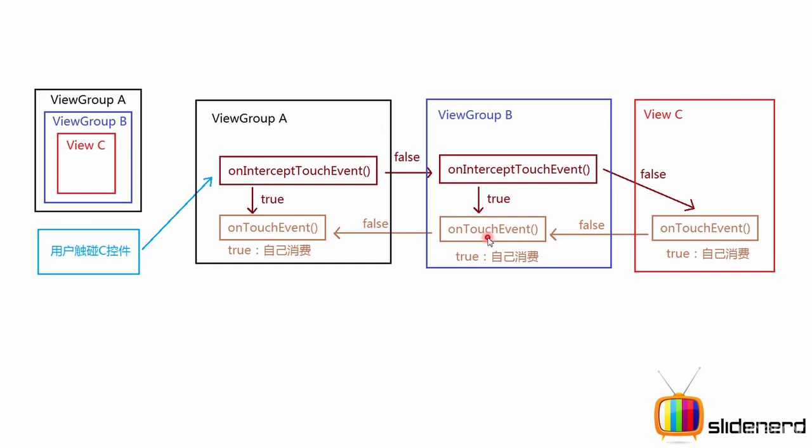Again, if you return true here, it's processed, it's finished at this stage. But if you return false here, it's going to jump to the parent, that is the onTouchEvent of A. If you return true here, it's processed here. Otherwise, it's going to jump to the activity and call the onTouchEvent of the activity. So this is the basic cycle of the touch framework in Android.